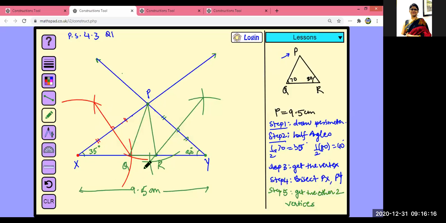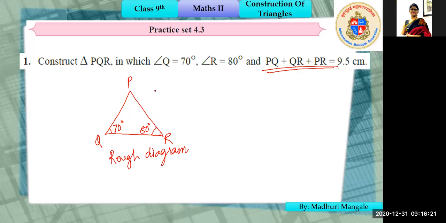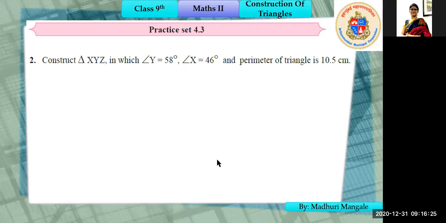All right, now let us look at the second question from practice set 4.3, that is construct triangle XYZ in which angle Y is 58 degrees and angle X is 46 degrees, and the perimeter given is 10.5 centimeters. So how do we begin? Start with drawing a rough diagram and also label it. So this is a rough diagram and we need to label it.